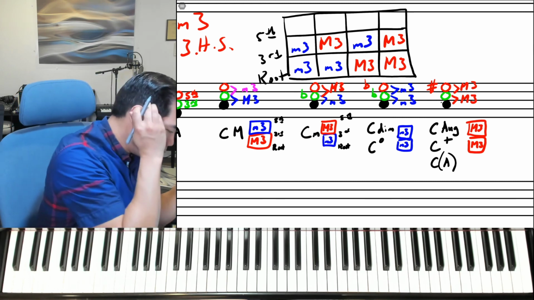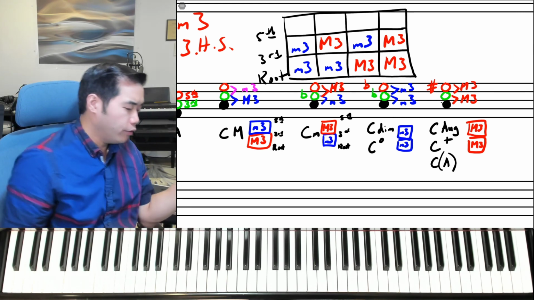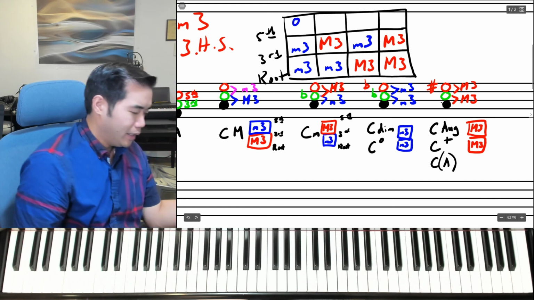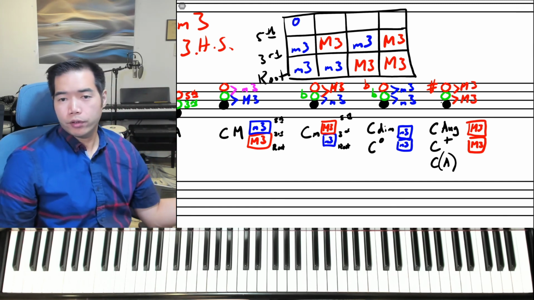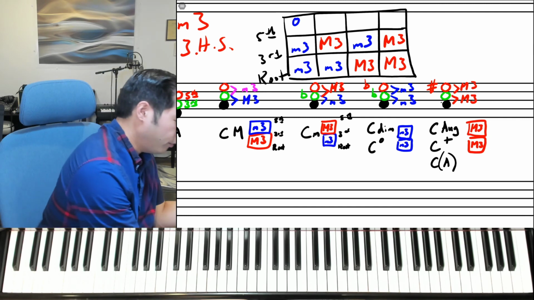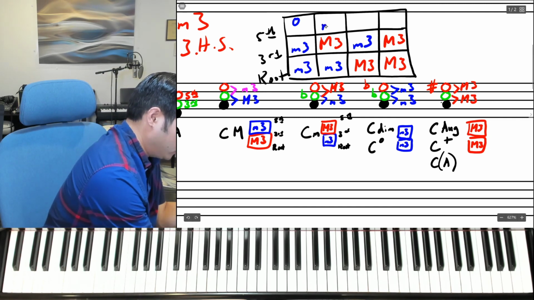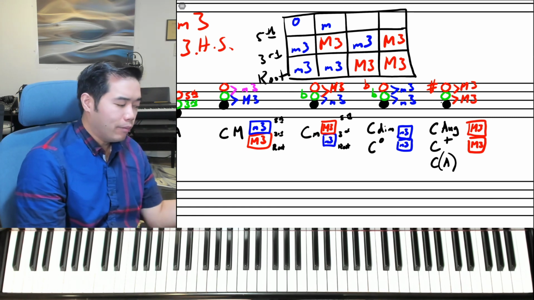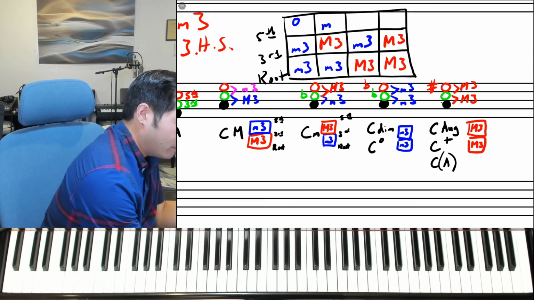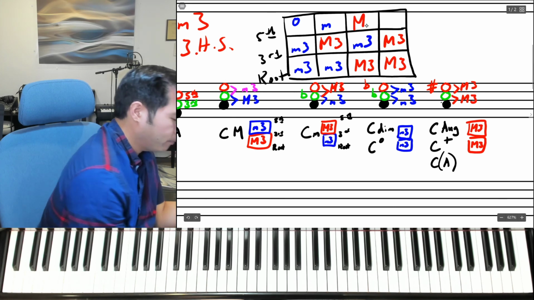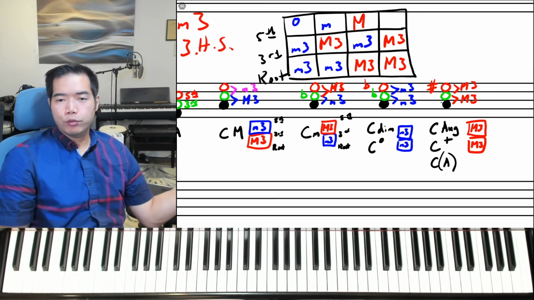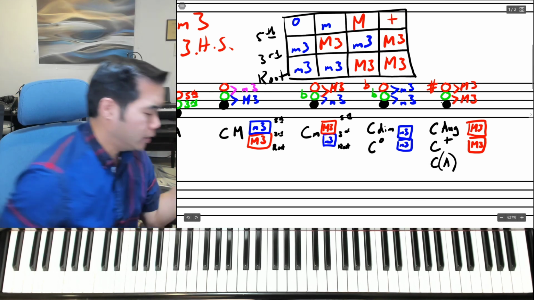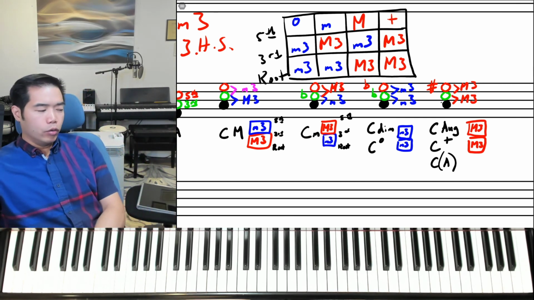If you have a minor third between the root and the third, a minor third between the third and the fifth, it is a diminished triad. If you have a minor third between the root and the third, and a major third between the third and the fifth, you have a minor triad. If you have a major third between the root and the third, and a minor third between the third and the fifth, you have a major triad. And if you have a major third between the root and the third, and a major third between the third and the fifth, you have an augmented triad. Those are your 4 types.